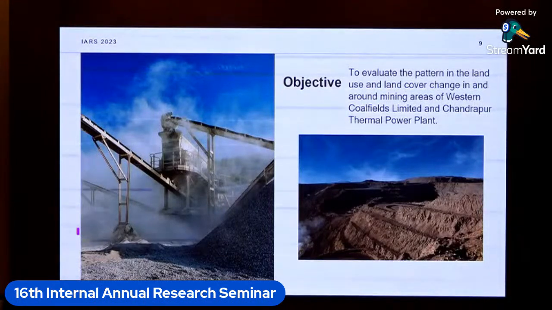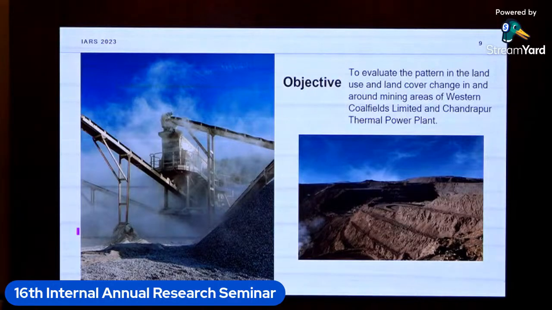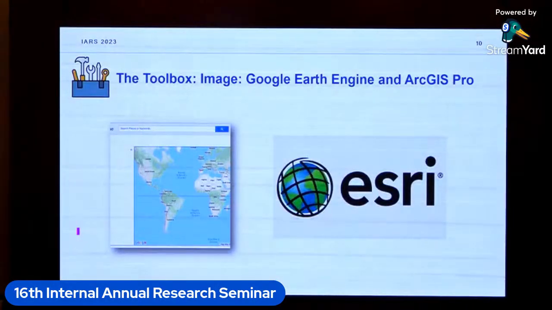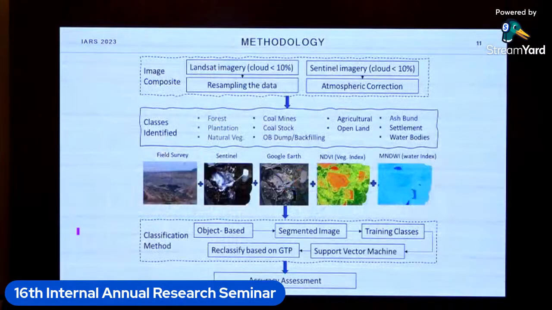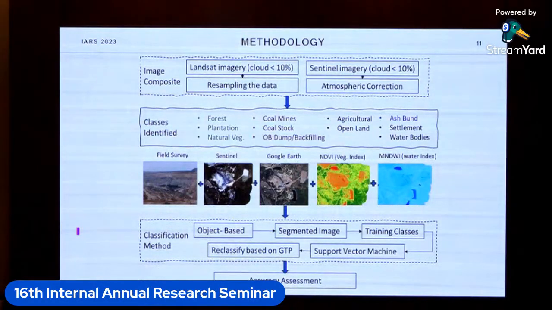The objective of our study was to see the land use change due to mining in Chandrapur district. We used remote sensing and GIS for that. We created 5 steps. First, we did the ground truthing. We collected the locations of all the mines, plantations and water bodies near the mines. We used Sentinel and Google Earth imagery. We used two indices, NDVI and NDWI.